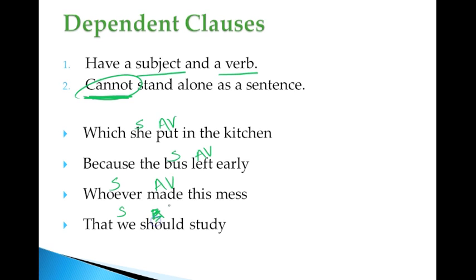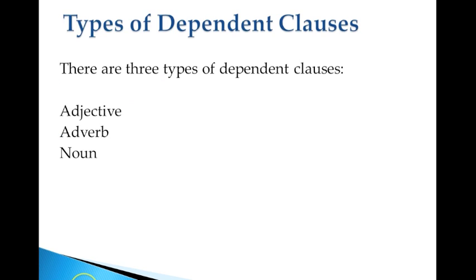This is a helping verb, action verb. They have subjects and verbs, but they are not complete sentences. And if you wrote them in your paper, we would call them sentence fragments. There are three types of dependent clauses: adjective, adverb, and noun.